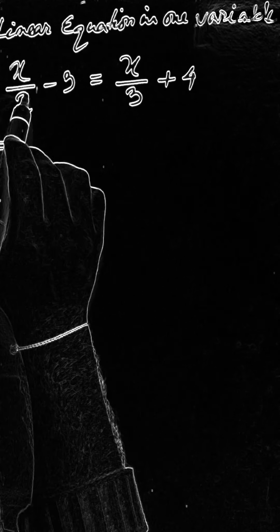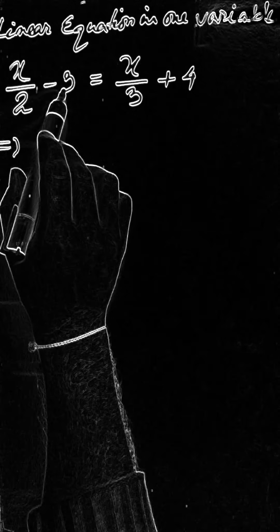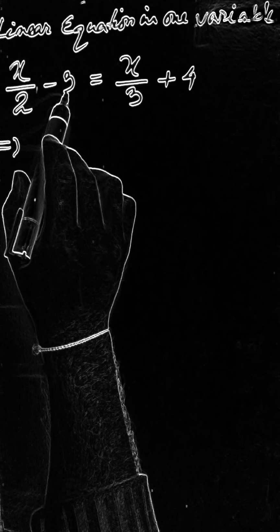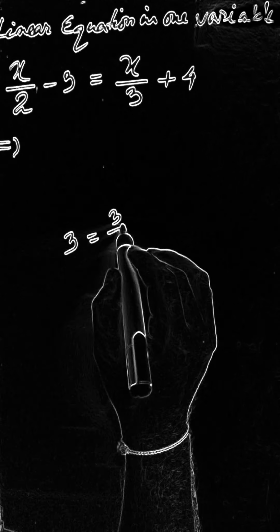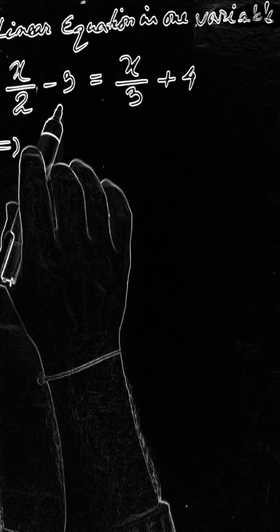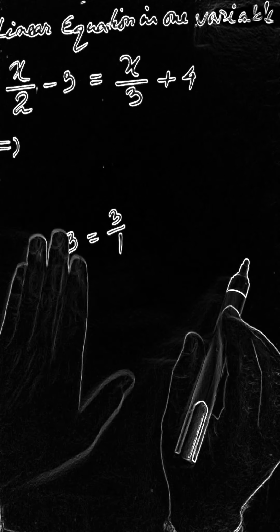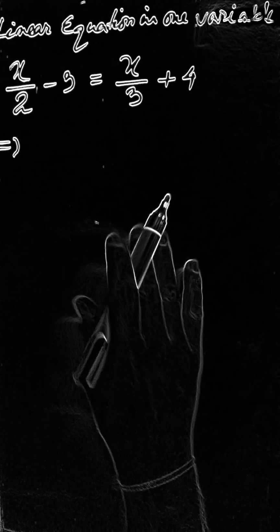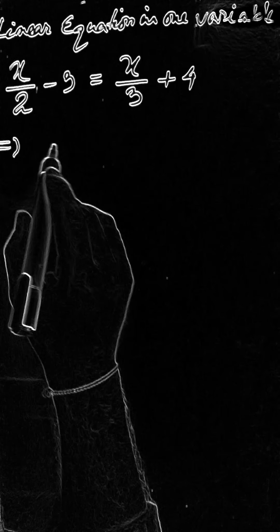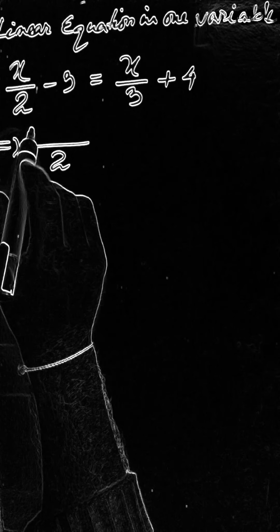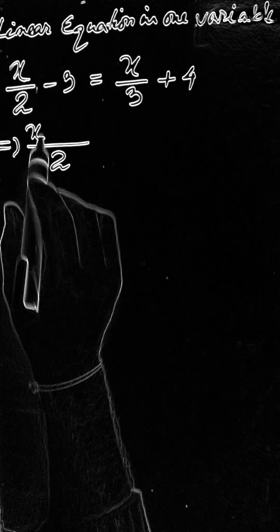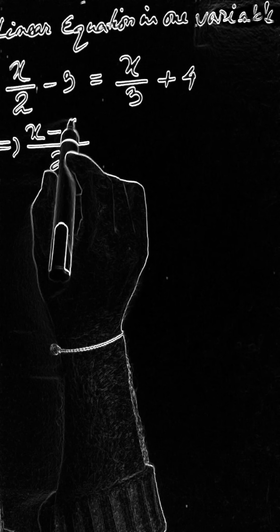For the first term the denominator is 2, but for this 3 the denominator will be 1. Why? 3 can be written as 3 divided by 1. It shows that there is 1 in the denominator. So if we take the LCM of 2 and 1, it will be how much? 2. So how much will we write here? It will be x minus 6.